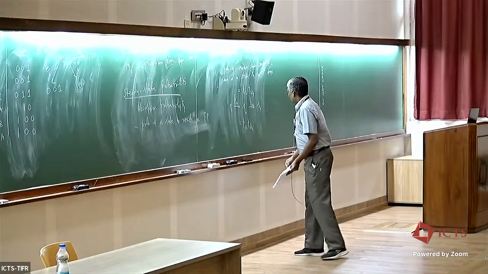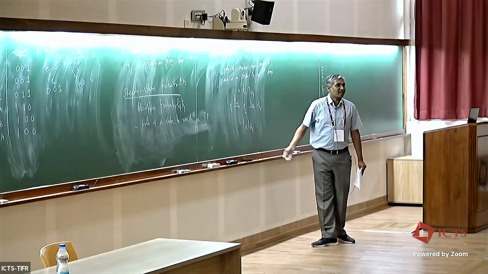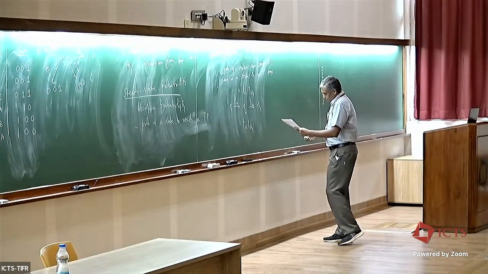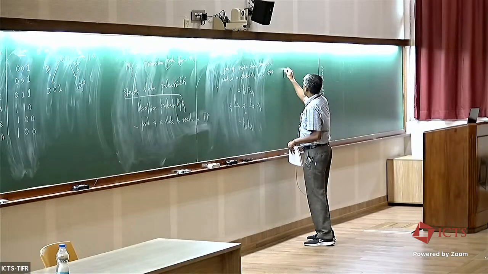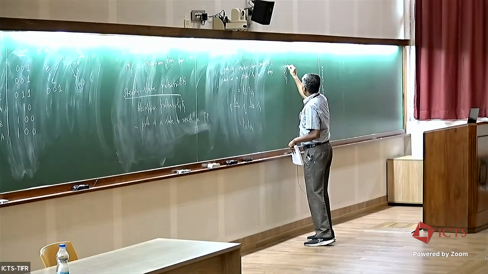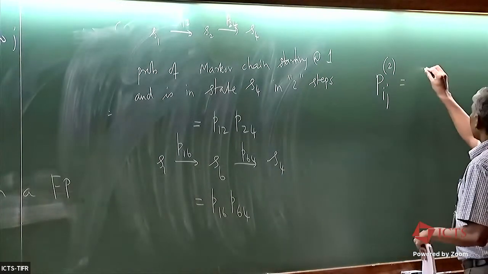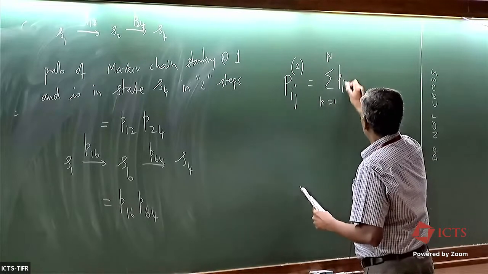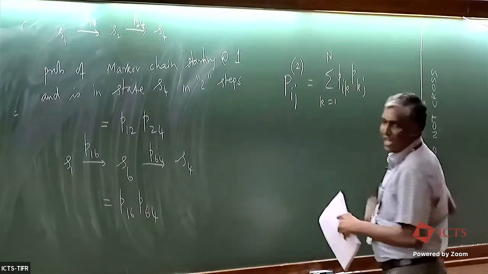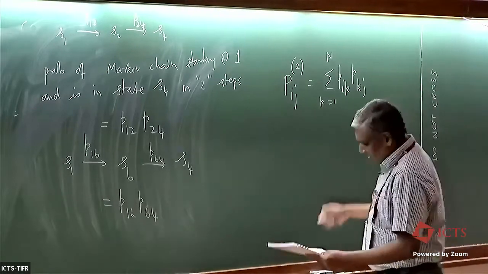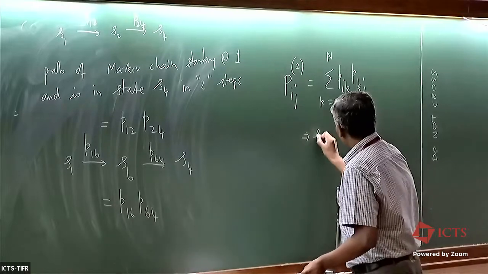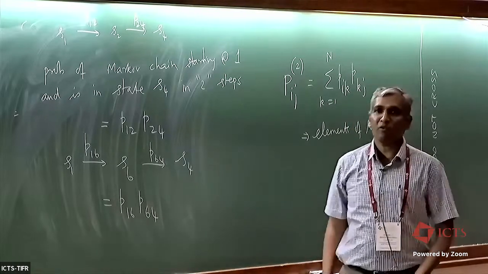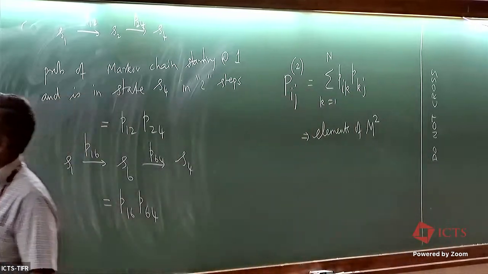Okay, so essentially these are the elements of the square of the state transition matrix, okay? So if you see the net probability of going from i to j in exactly 2 steps, it is essentially the sum over all k of p_ik p_kj, okay? And this is nothing but the elements of the square of the state transition matrix. So if you see M, you just take the square.